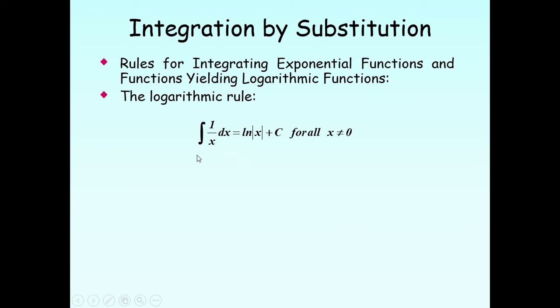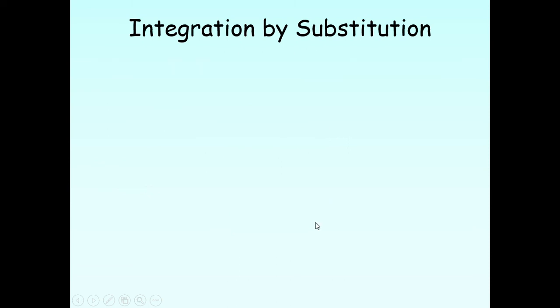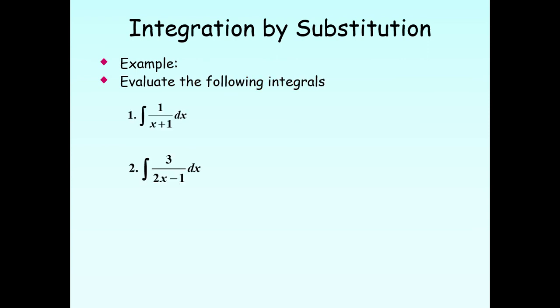Okay, so another formula that you need to remember. The integral of 1 divided by x times dx is equal to ln of the absolute value of x plus c for all x not equal to 0. Now, if u is a differentiable function of x, then we have the integral of 1 over u times du equal to ln of the absolute value of u plus c. Okay, so we also have some examples here that we need to solve. I will make another separate video for this part, class.